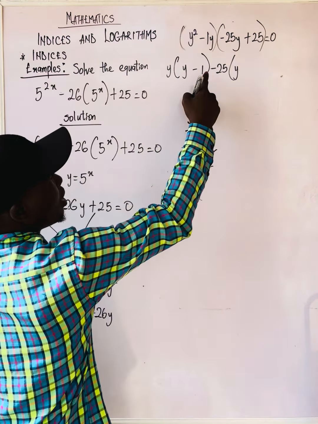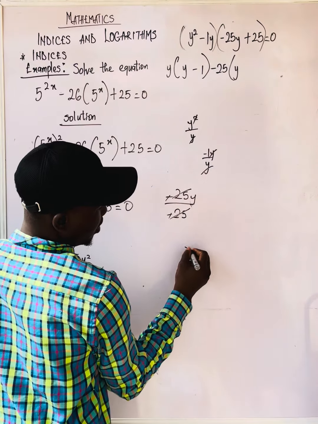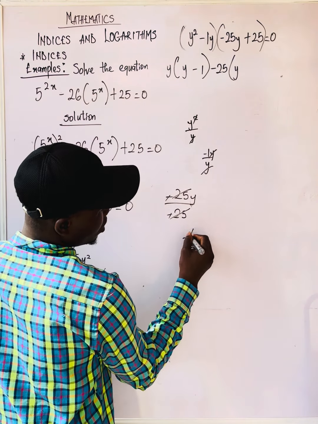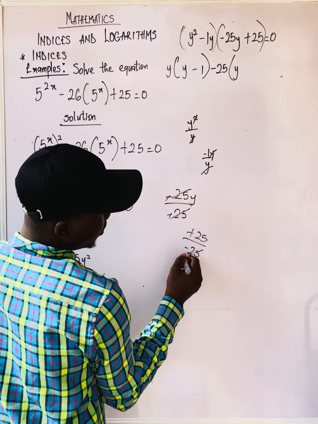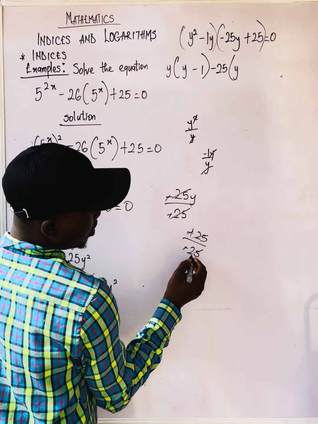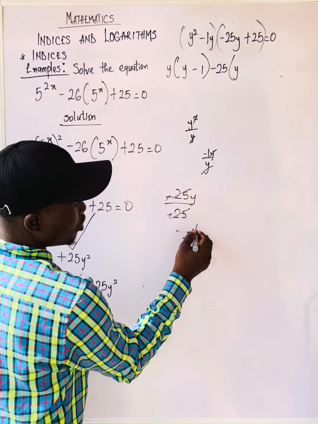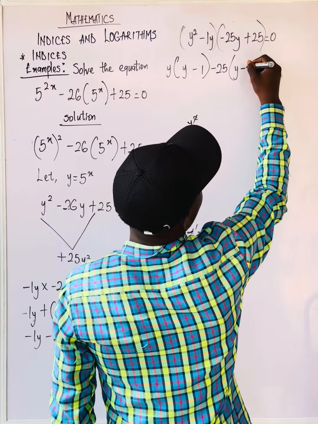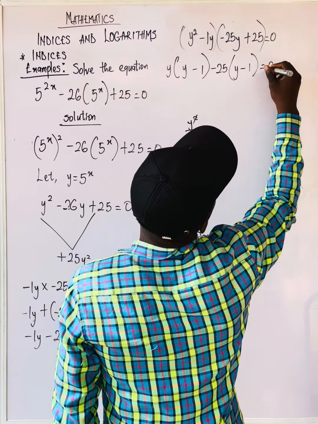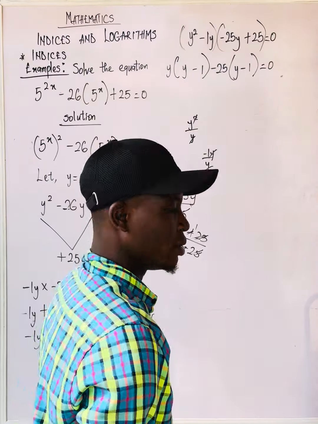Now minus 25 in plus 25. 25 cancels 25. Minus in plus will be what? Minus. So what's remaining? 25 in 25 is what? 1. So what's remaining? Minus 1. All equals to what? 0. I hope you understand.